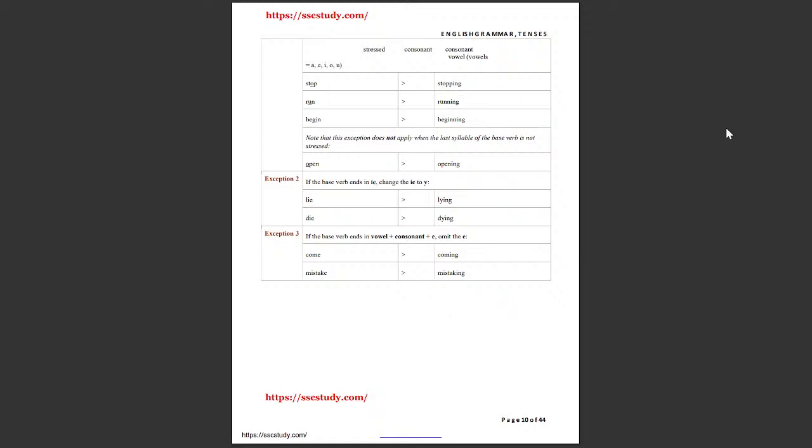See exception 2: if the base verb ends with IE, change the IE to Y. If it is like lie, L-I-E, here IE changes into Y, lying. Die, dying. So be careful. Exception 3: if your base verb ends with vowel plus consonant plus E, omit the E, like come, coming. We take out E here, like mistake, mistaking. Be careful.